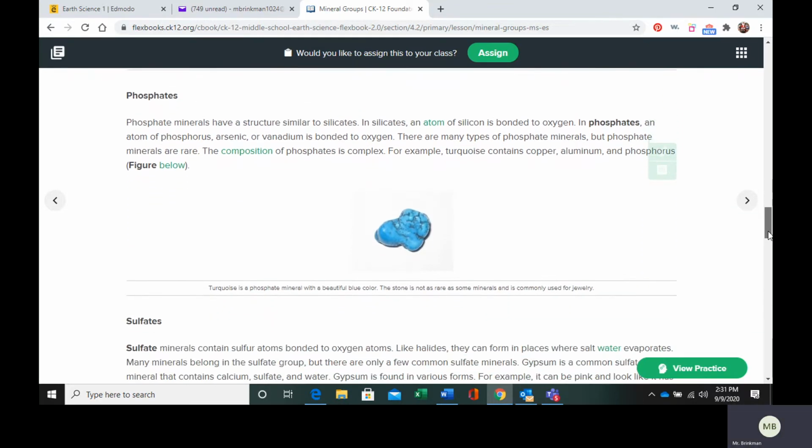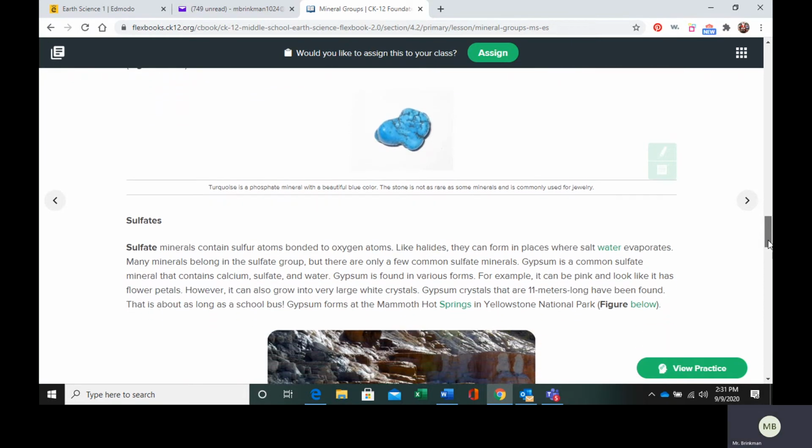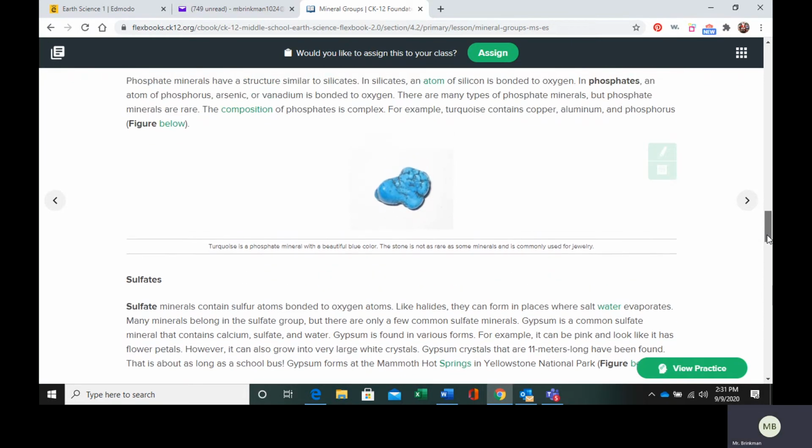Phosphates have a very similar structure to silicates. In phosphates, you have an atom of phosphorus, arsenic, or vanadium bonded to oxygen. There are many types of phosphate minerals, but phosphate minerals are going to be pretty rare. They're also going to be very complex as far as their composition.